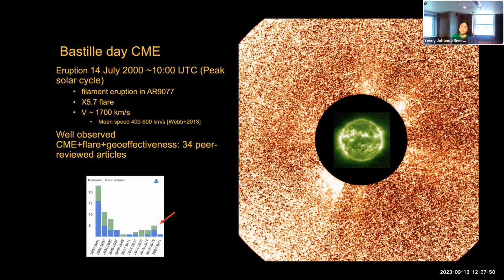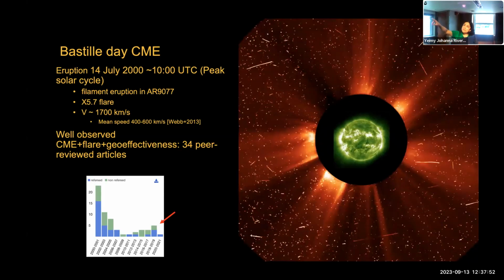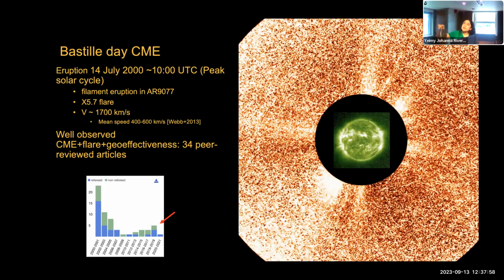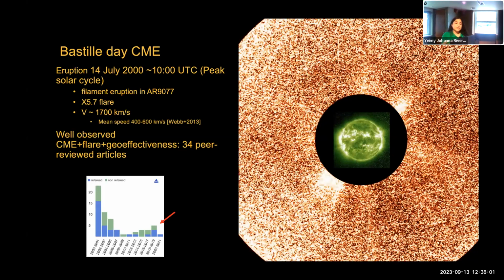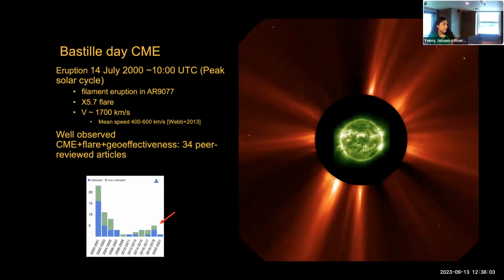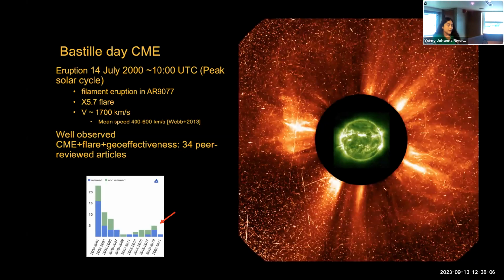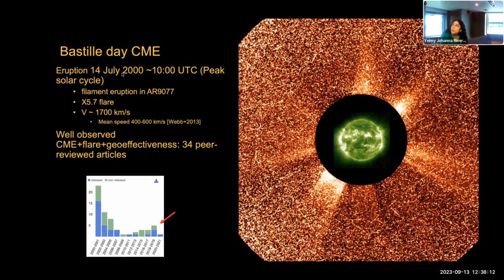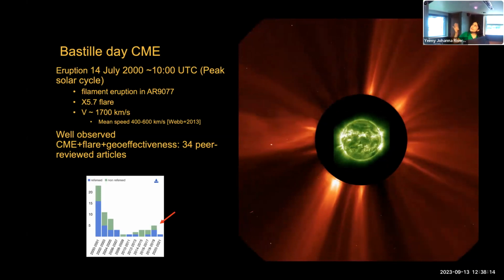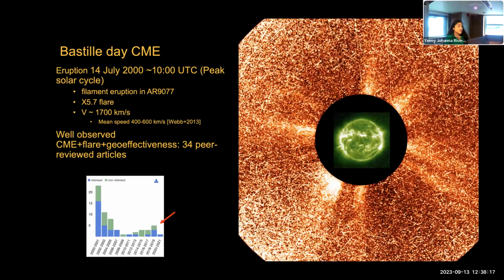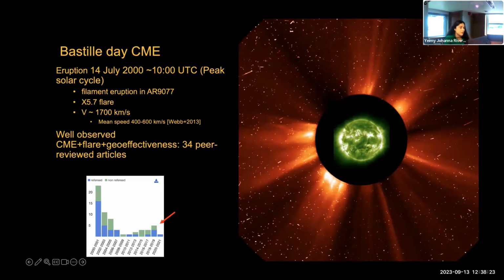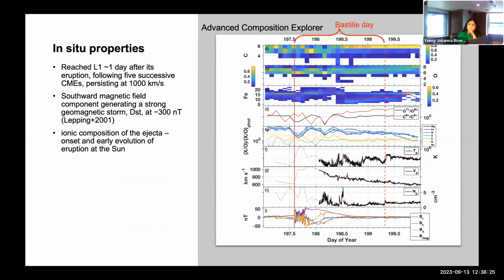As a reference to other CMEs, the mean speed of a typical CME in the same range in the corona is between 400 and 600 kilometers per second. So very, very fast, very energetic, having fairly high kinetic energy. But one of the things I wanted to point out, as I was saying before, is that this is an event that was very well observed. There are actually 34 peer-reviewed articles associated with it, ours being number 35, and I know of others that are also in progress, also looking at the Bastille Day CME.